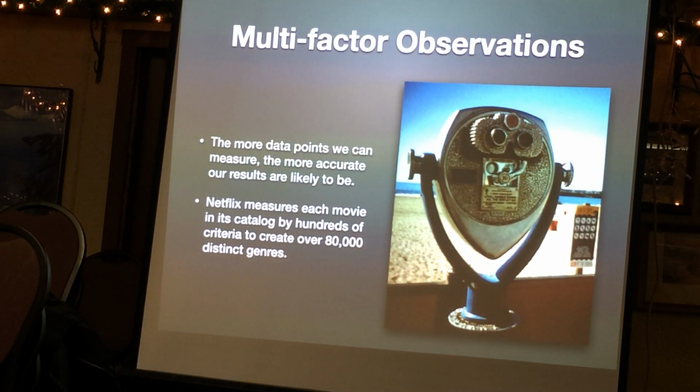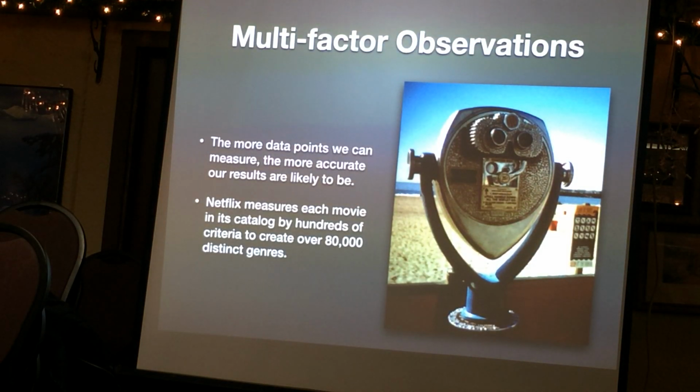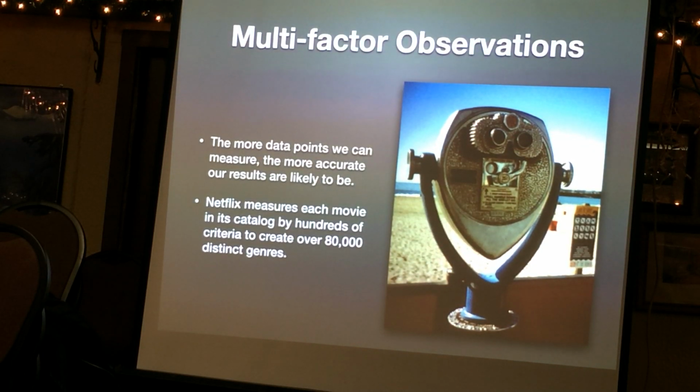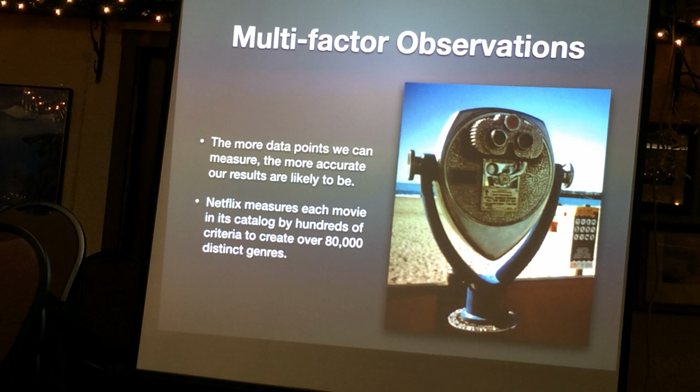Netflix measures each movie that's in their catalog via hundreds of criteria, mostly based on human input, actually, which is a weird thing. We can get into if you really want to. But their hundreds of criteria allow them to create over 80,000 distinct genres, which is why if you ever log in, they're like, superhero movies about gay men in Paris, you know, something like that. It could be anything. It could be race car films from the 1920s starring a specific person. Who knows?